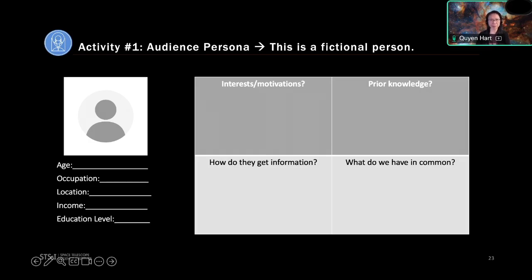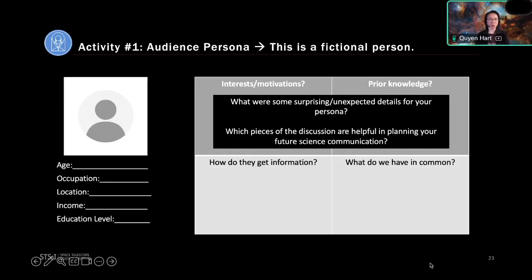So the questions are, what were some surprising or unexpected details for your persona of the person in your event? I can offer up some things here. So something that's challenging I've seen when I've done this before is trying to decide who that persona is, especially if it's an event like the astronomy day, which could span all different age groups, from the little 3-year-olds all the way to grandparents, right?